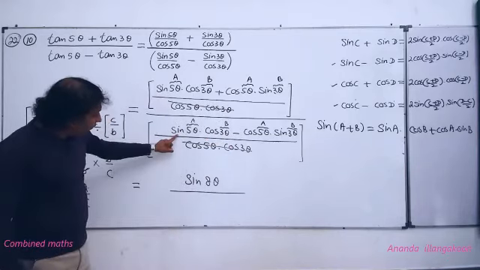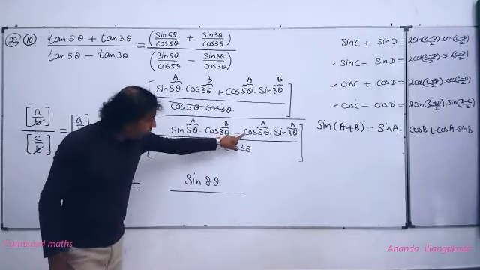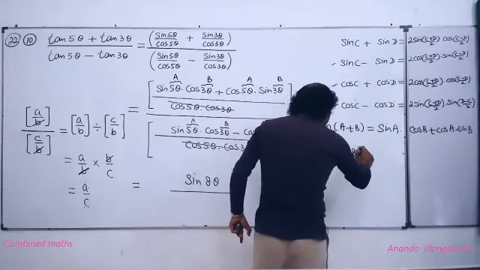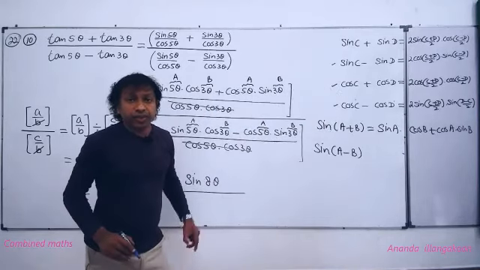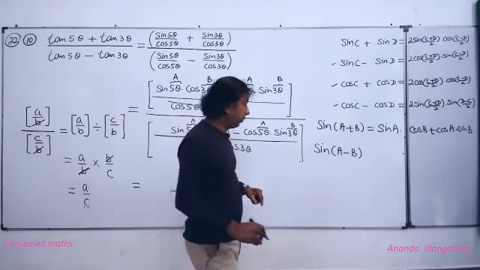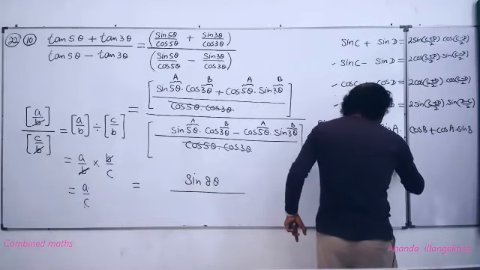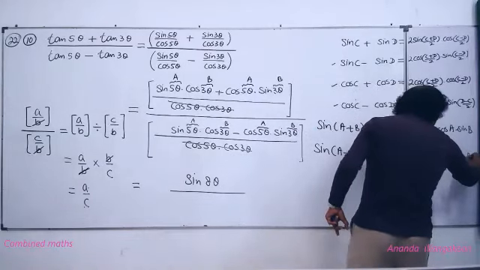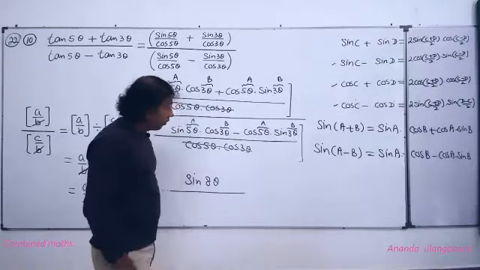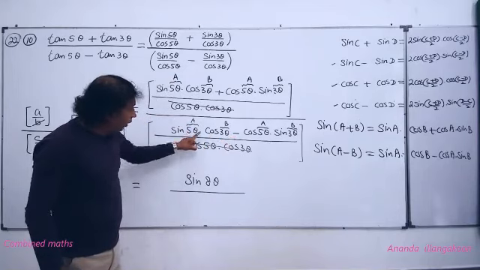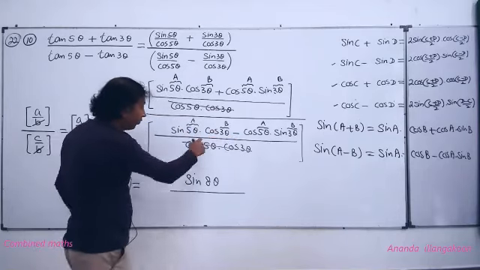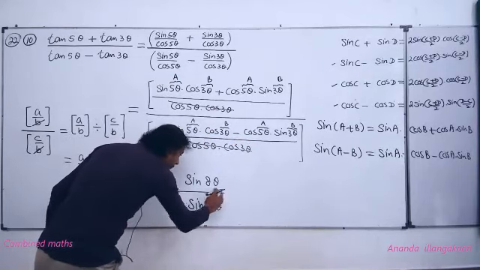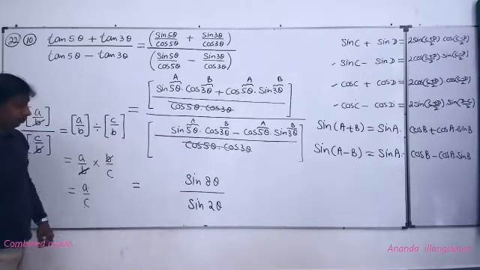What is this? Sin A cos B minus cos A sin B. When you consider the expansion of sin(A minus B), what is that? Sin A cos B minus cos A sin B. Then here we can write this as sin(5 theta minus 3 theta), which is sin 2 theta. This is what we get right now.